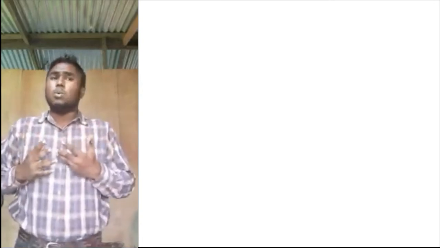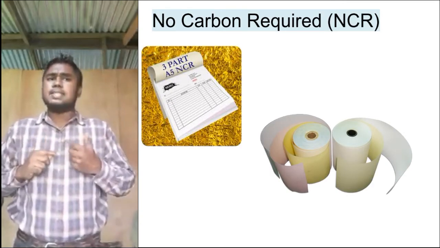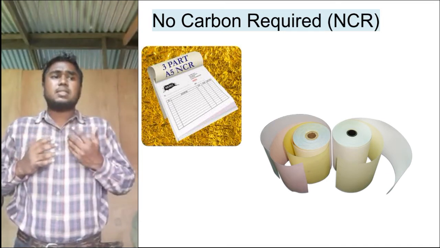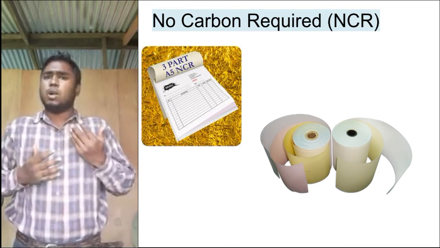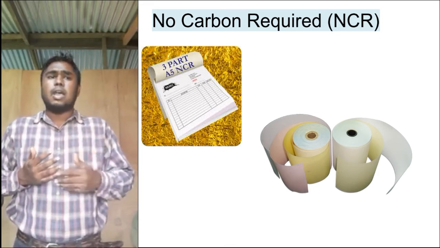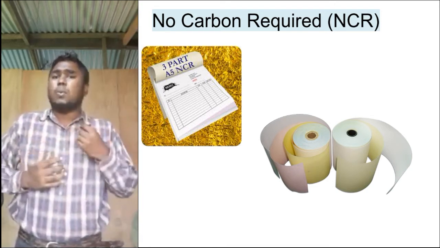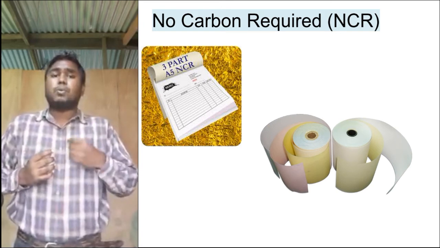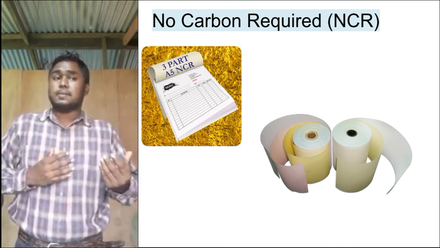So let's talk about the no carbon required paper. The no carbon required paper, or the NCR paper, is a set of sheets that are in layers. It has one layer with the NCR paper and one plain paper, and the NCR paper is treated with chemicals so that when you write on it, it is printed on the other normal paper that's behind it.